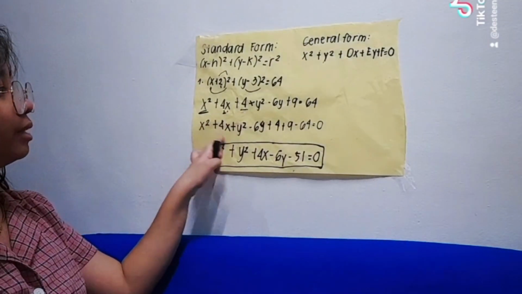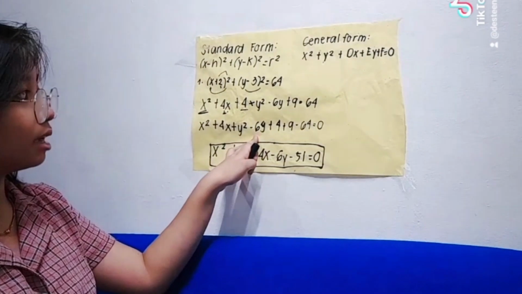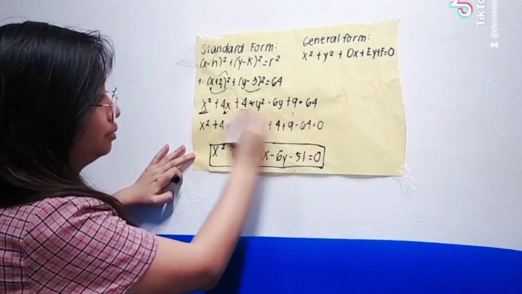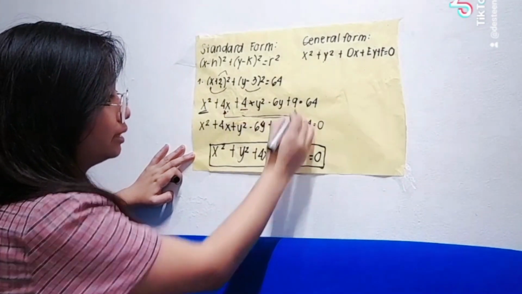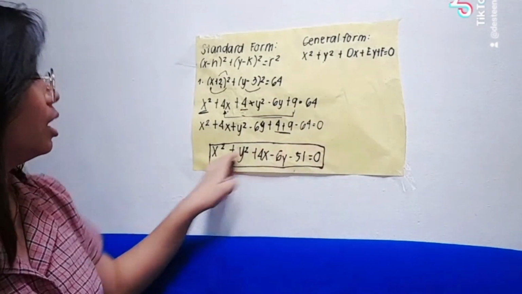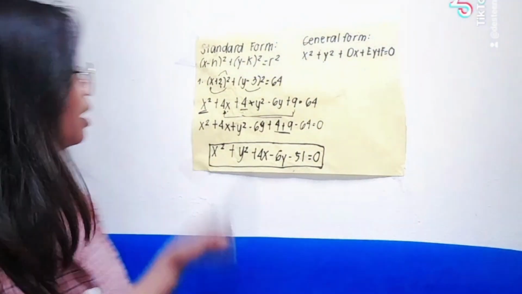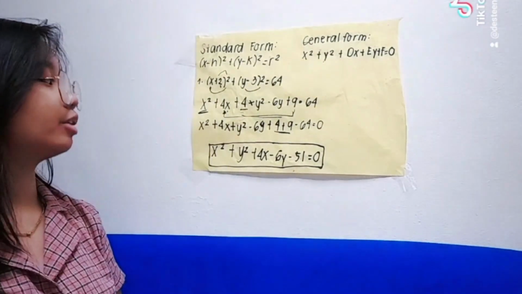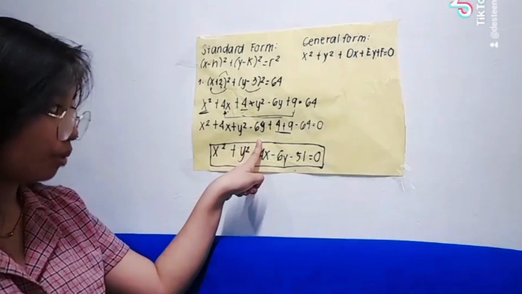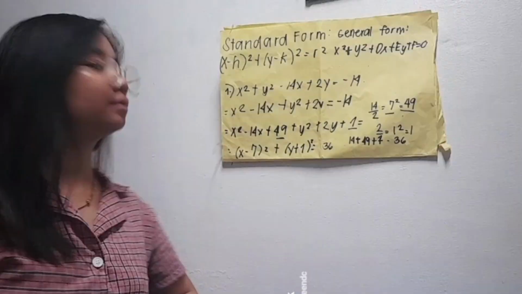Now, x squared plus 4x plus y squared minus 6y plus 4 and 9 minus 64 is equal to 0. Now, let's transform this into a general form. x squared plus y squared plus 4x minus 6y minus 51 is equal to 0.